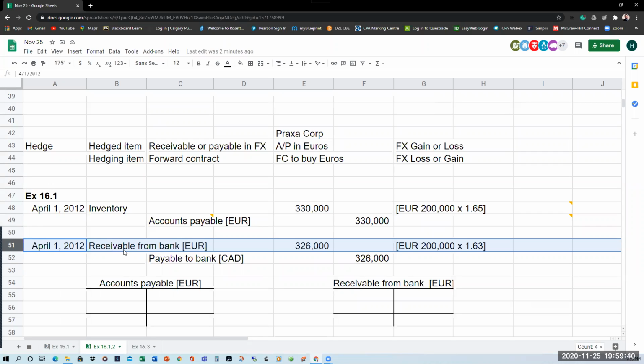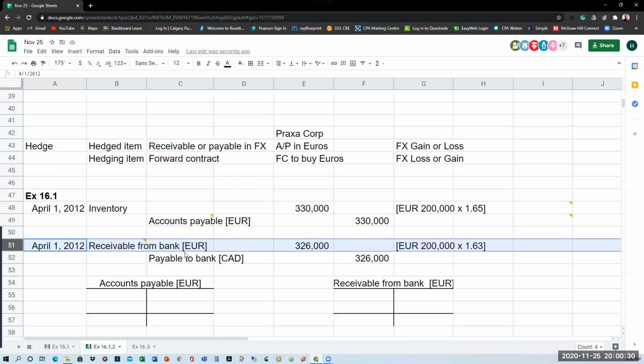So April 30th being a year end, we need to determine if there's been any change in the fair value of the forward contract. The amount payable to the bank is frozen. That's not going to change. That will stay 326,000. What changes is the value in Canadian dollars of the receivable from the bank. Because the receivable is denominated in euros, its value will change as the forward rates change, so there will be an FX gain or loss resulting from that.